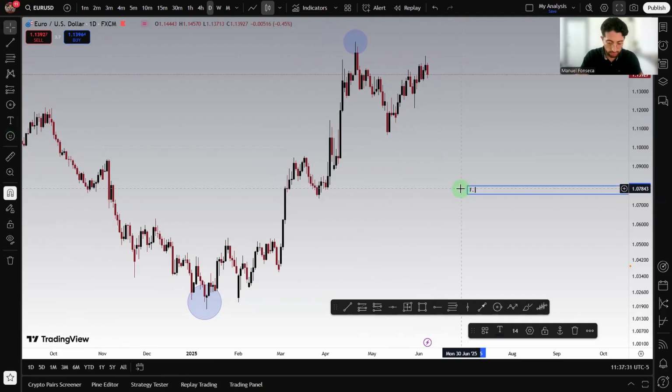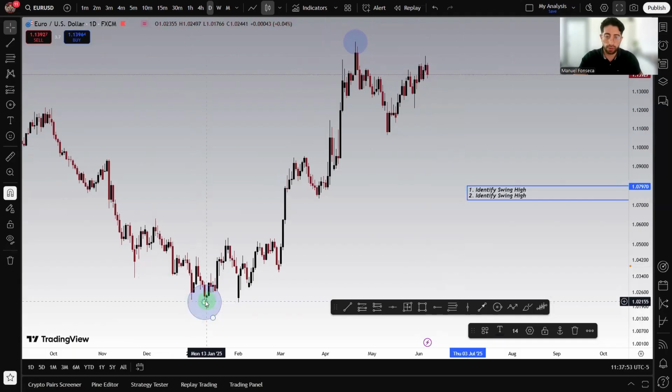First one, it's just to identify the swing high, correct, or swing low, it depends. Second one, because we're looking for the beginning of a strong low, the first thing we have to identify is the swing low, not the swing high, but the swing low, correct, the swing low.